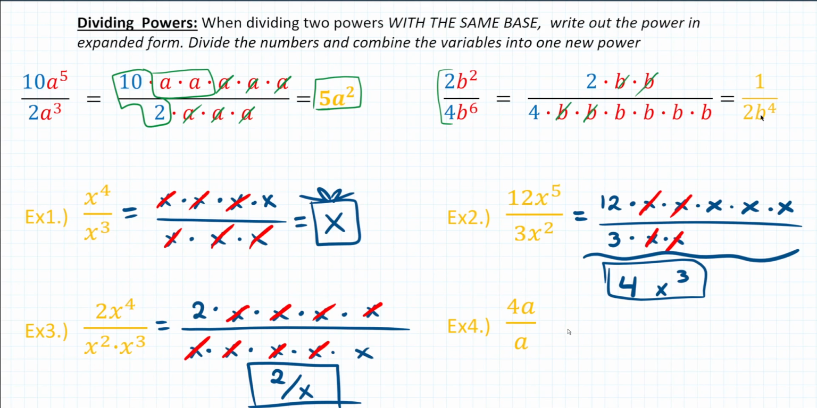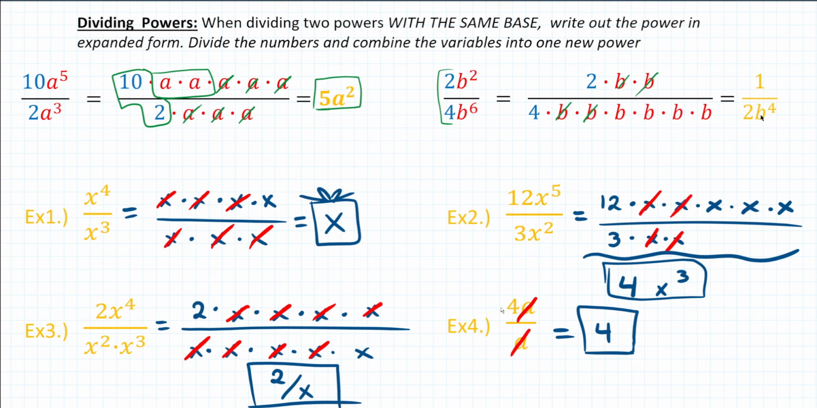4a over a. Well, you know what this is? Let's find out. We just slice and dice. Common a, right? Slice and dice the common a. And we're left with a 4, and so my answer is just 4. Box it up. There you go.